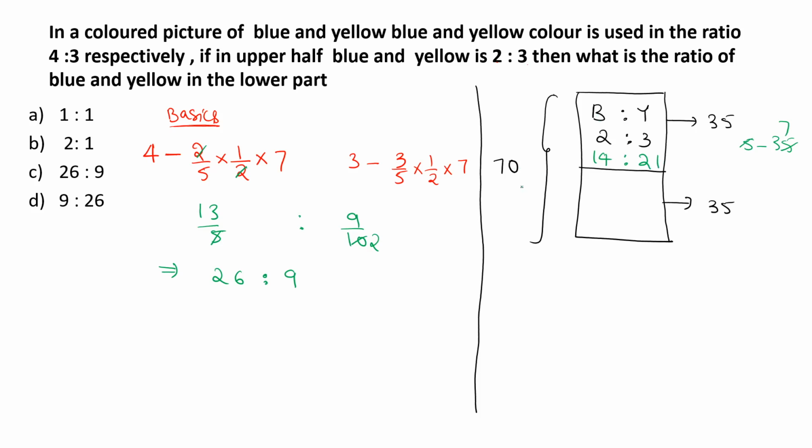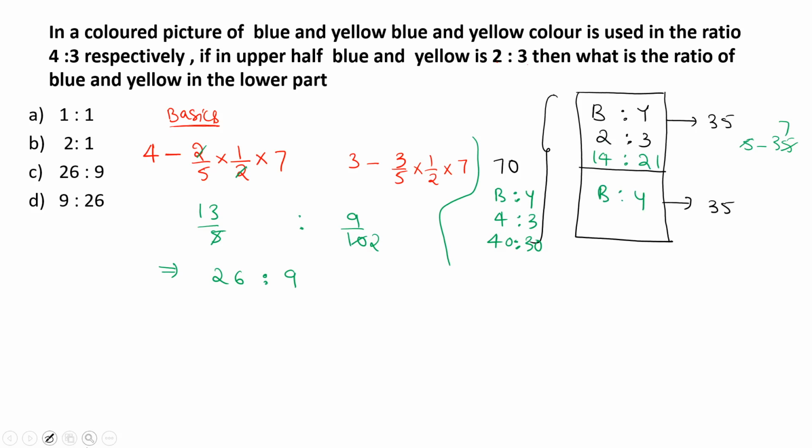Okay. Out of 70, the total blue and yellow would be in the ratio of 4:3. That means when we distribute the amounts of blue and yellow from 70, it will become 40 and 30. Out of the total blue, 14 units was used in the upper part.